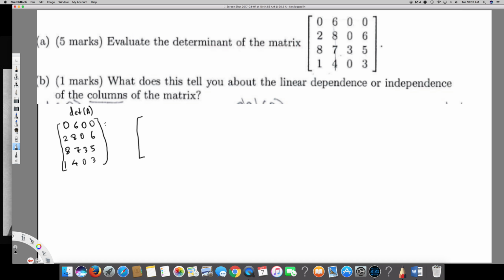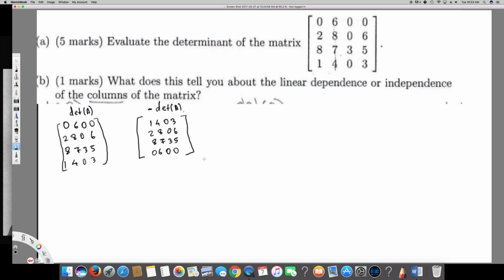To do that, I'm just swapping the fourth row with the first one. So it's going to be 1403 and 2806, then 8735, and this one I brought to the bottom: 0600. Now, according to the determinant rule, when you swap once, it becomes negative. The sign changes every time you swap, so if you swap again, it becomes positive. In this case, I swapped once, so it's going to be negative determinant A.